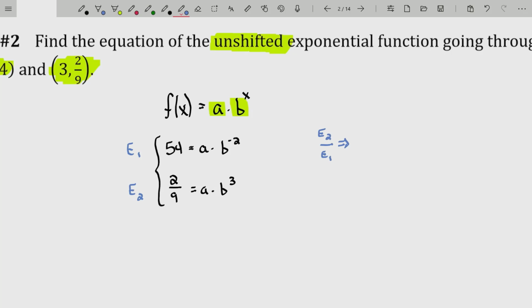What I mean by dividing equations, because technically that's not a mathematical operation, however, the concept works here. We're going to take that second equation, 2/9, which is supposed to equal a times b to the third. And we're going to divide both sides of that by the first equation, which is 54 equals a times b to the -2nd. So all I did was basically create a couple fractions, the numerators of which were equation 2 and the denominators of which are equation 1.